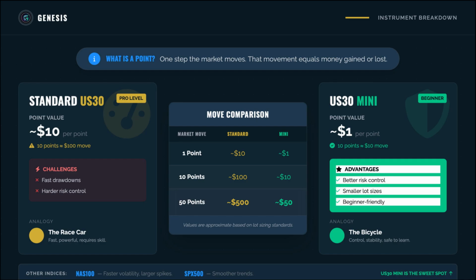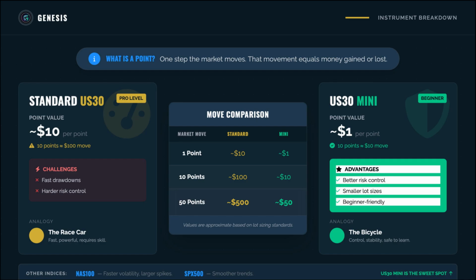Imagine two people take the exact same trade on US30. Price moves up by 1 point. Trader number 1 is using a standard US30 contract. That 1 point might equal about $10. Trader number 2 is using a smaller contract. That same 1 point might only equal about $1. Same market, same movement, different money result.